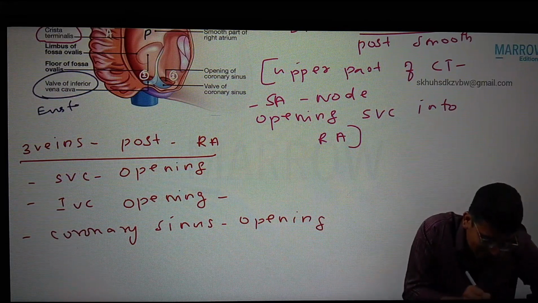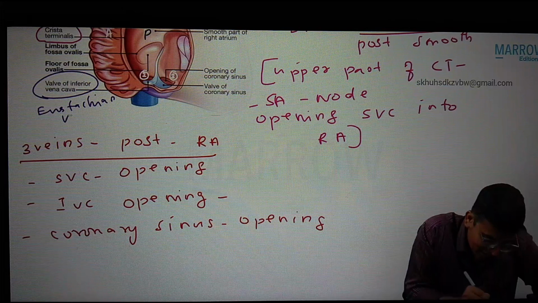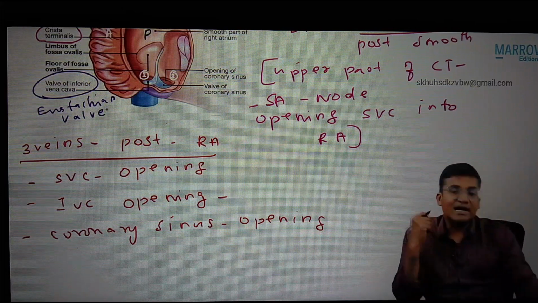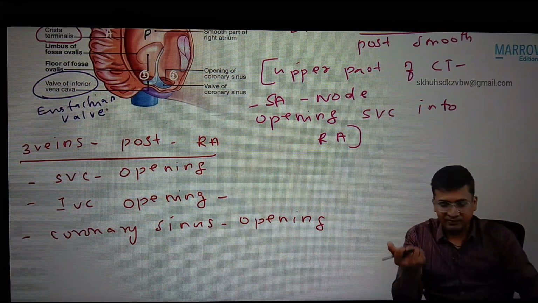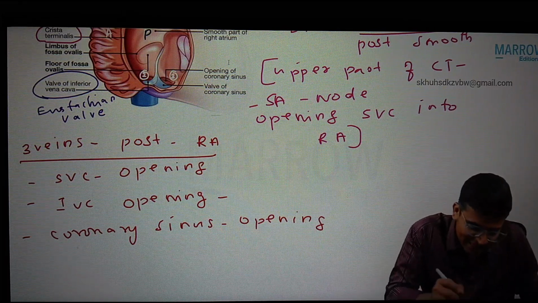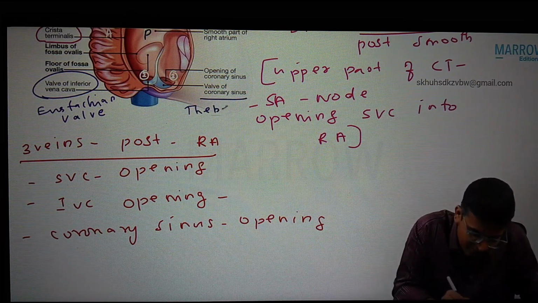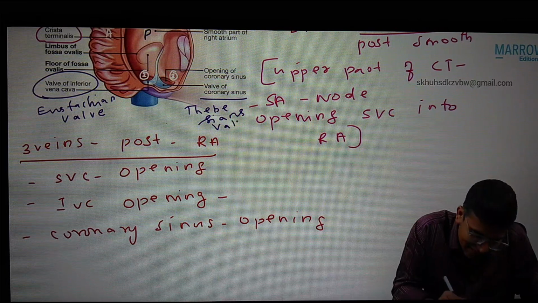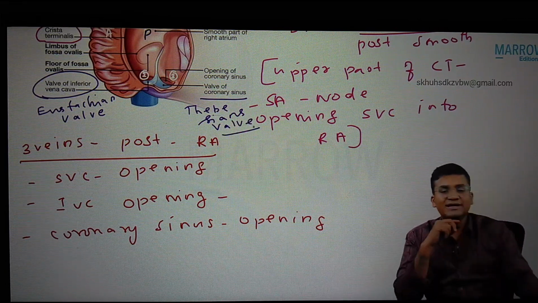That is our Eustachian valve. So Eustachian valve is guarding the opening of inferior vena cava. And opening of coronary sinus, again, is guarded by Thebesian valve. Okay?